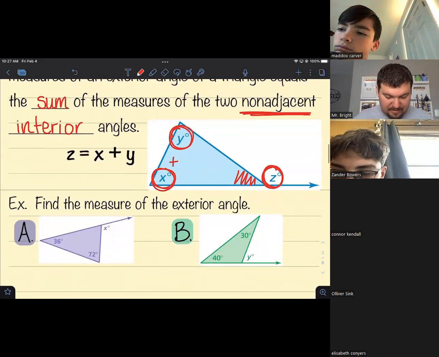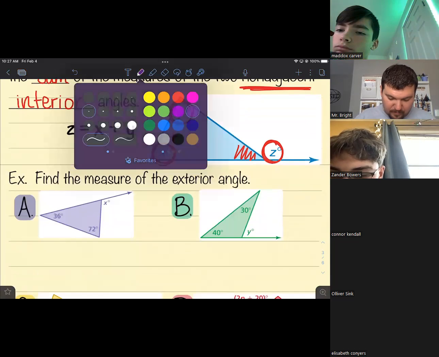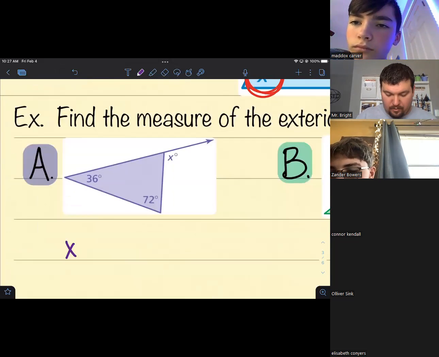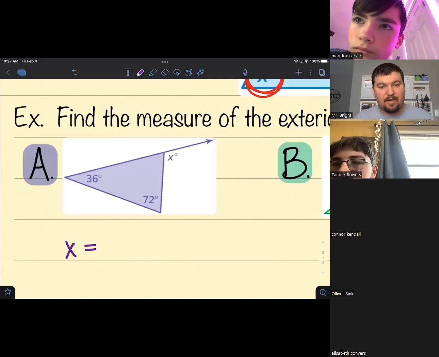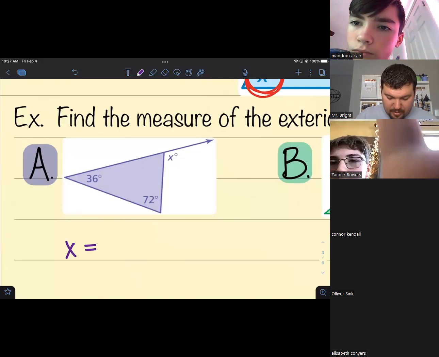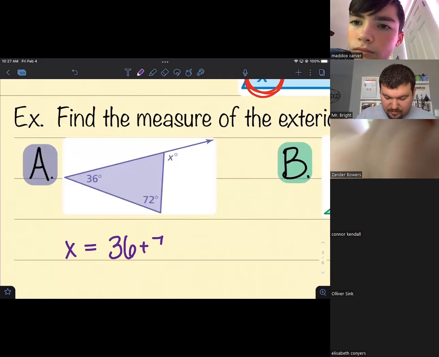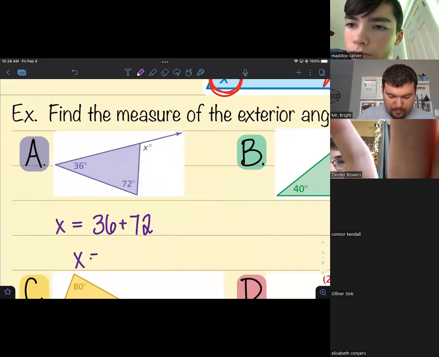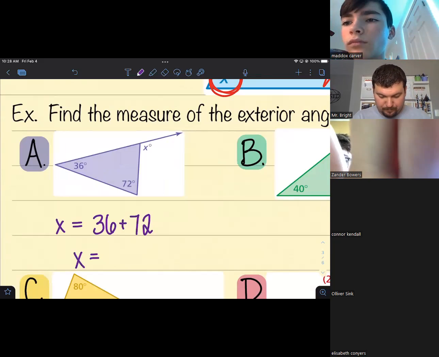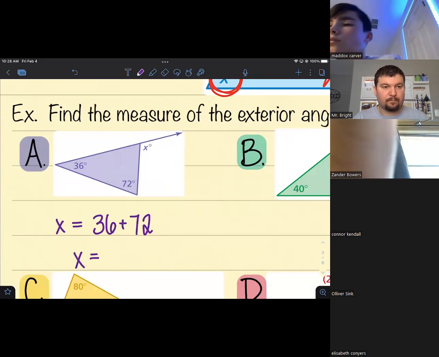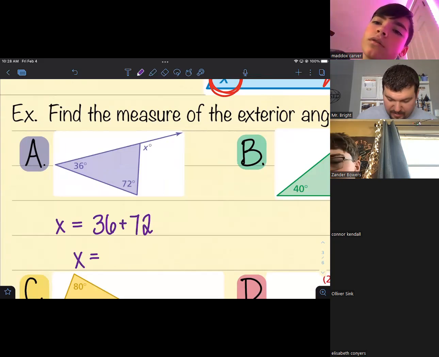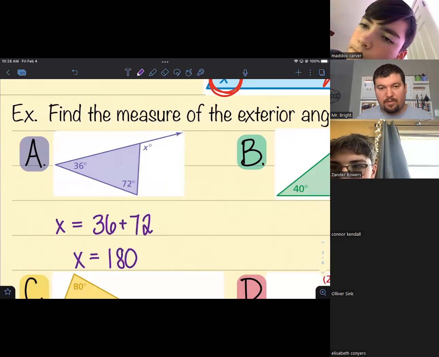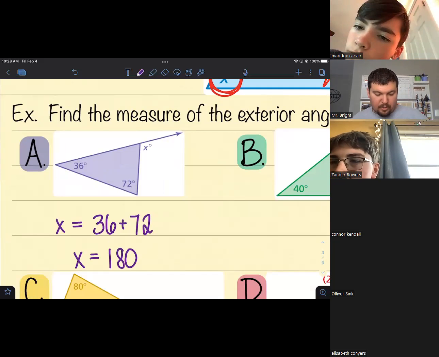Okay, so let's see how that applies down here for this first example. We've got X, which is our exterior angle, and that exterior angle is going to be equal to the sum of the two non-adjacent interior angles, which is 36 plus 72. So that's what I would write on my paper, and then I would just answer that. Can someone tell me what 36 plus 72 is? 108.